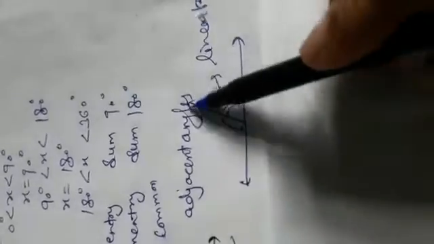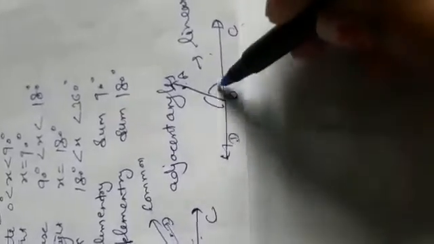After that, linear pair. A linear pair is when we have two adjacent angles on a straight line. Here angle ABC and angle ABD are adjacent angles on the same line DC, and these angles are known as a linear pair. The sum of these angles is 180 degrees.